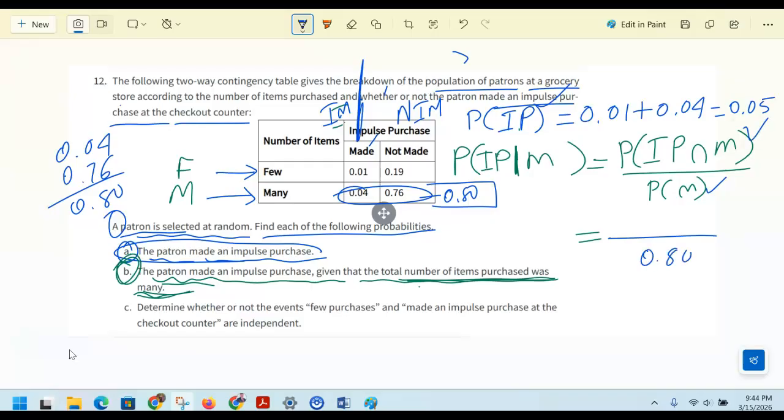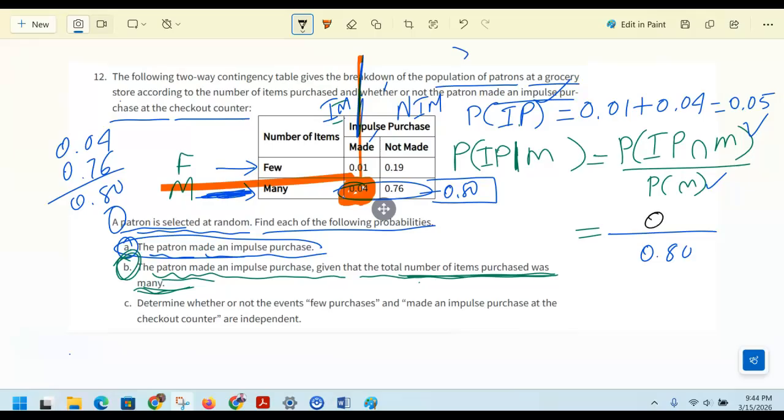And for the top, what is common for many and impulsive? This one, so this is the number. You get 0.04, and the answer is 0.05. Check with the calculator.